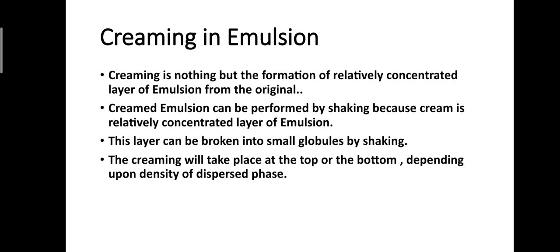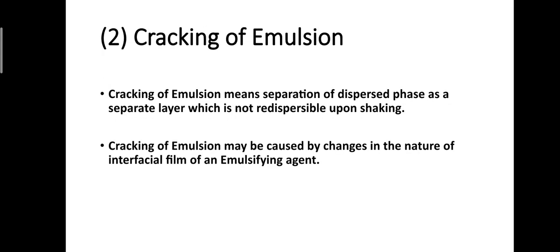Creaming is nothing but the formation of a relatively concentrated layer of emulsion from the original. Creamed emulsion can be redispersed by shaking, because cream is a relatively concentrated layer of emulsion. This layer can be broken into small globules by shaking. The creaming will take place at the top or the bottom depending upon the density of the dispersed phase.